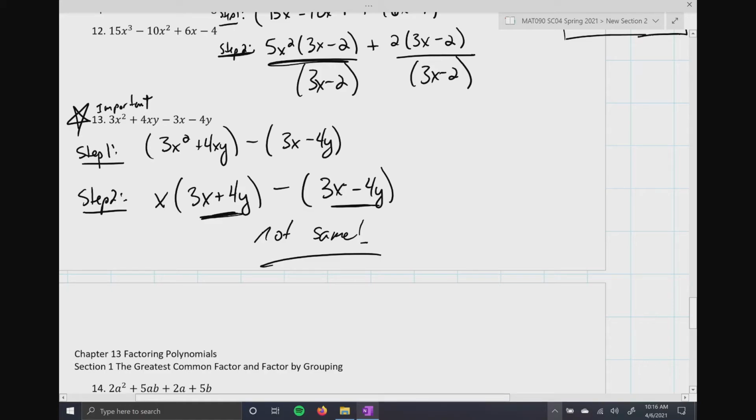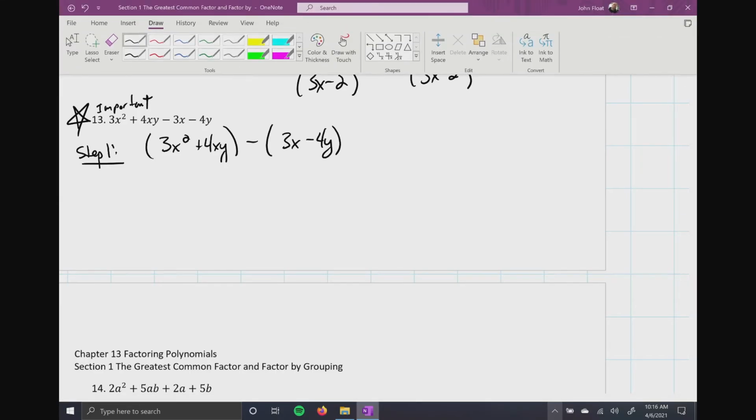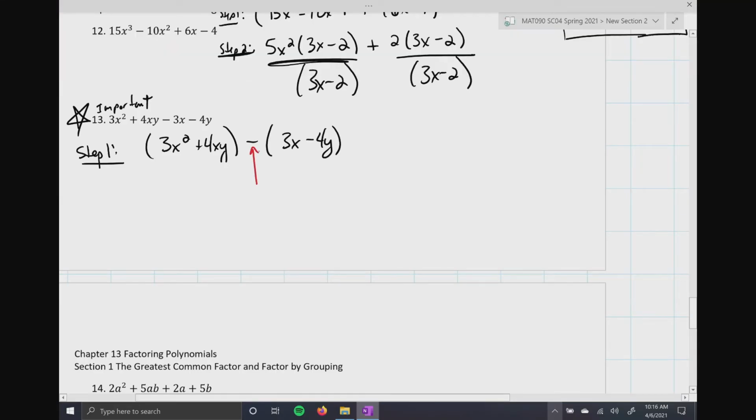They're not the same. Notice one has a plus sign and the other one has a minus sign. And here's why, and here's where we made our mistake. Our mistake was all the way back in step 1, and it was that little minus sign in between.